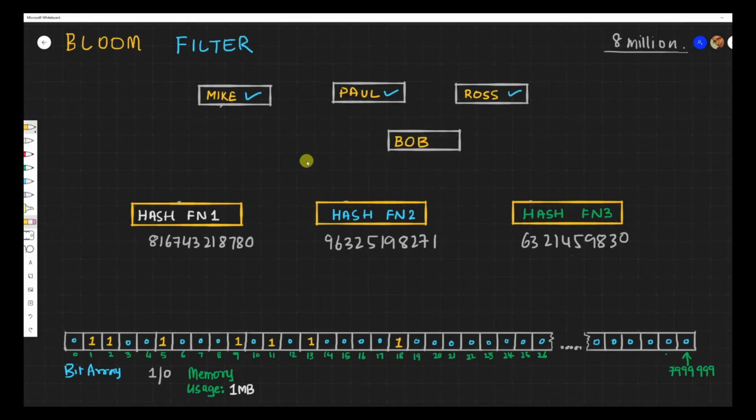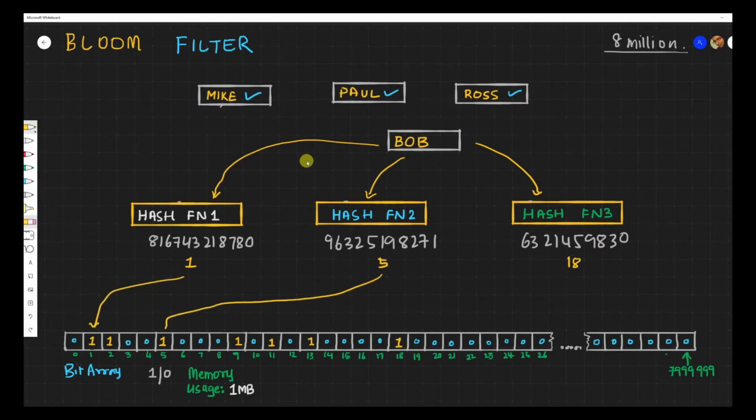So now let's do it for Bob, and let's understand the scenario wherein we might get a different kind of result. So this over here, let's say has produced a 1, 5 and 18. So now when this goes to 1, 5 and 18, though Bob is not there, we see all the bits to be 1, right? But in this case, what we'll do is we are going to say that no, Bob is already with us, right? And we'll not allow Bob to be stored.